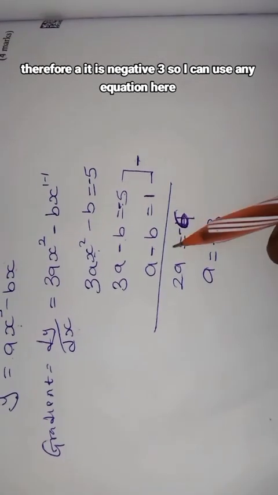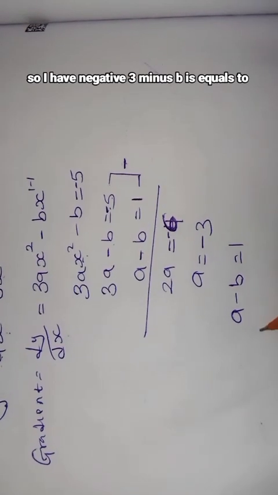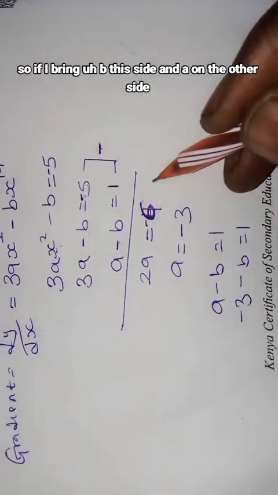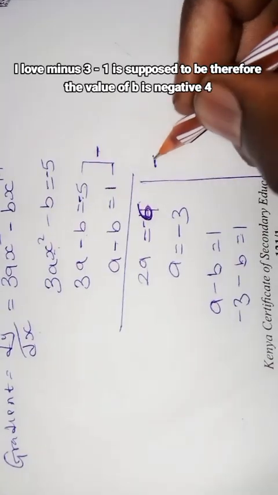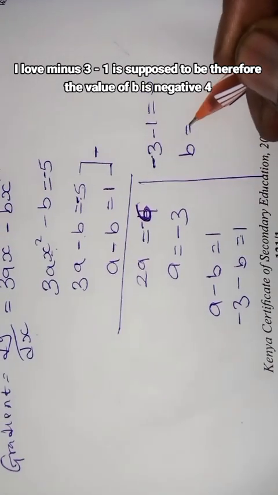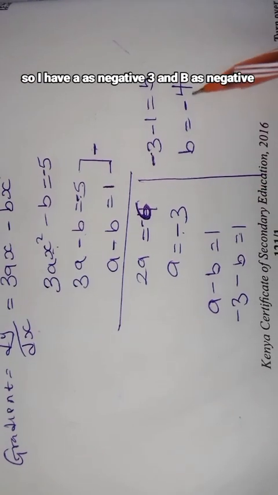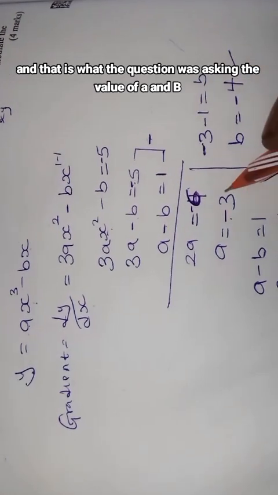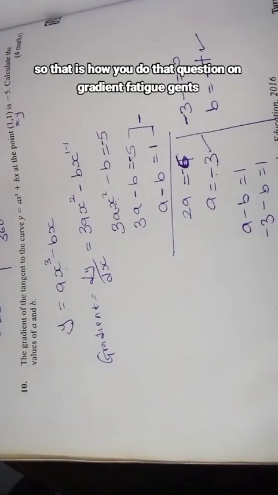So I can use any equation here. Let me use the second one: a minus b is equal to 1. So I have negative 3 minus b is equal to 1. If I bring b this side and the numbers on the other side, I'll have minus 3 minus 1 is equal to b. Therefore the value of b is negative 4. So I have a as negative 3 and b as negative 4. And that is what the question was asking, the values of a and b. So that is how you do that question on gradient of tangents.